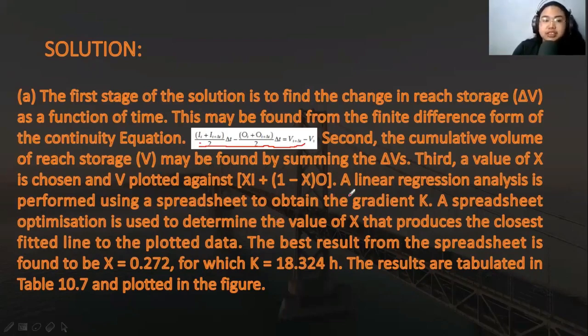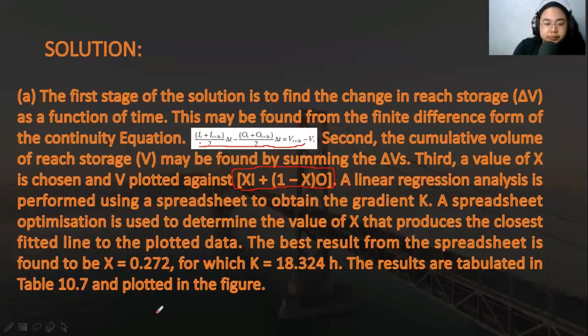Third, a value of X is chosen and V is plotted against this Muskingum equation. And then a linear regression analysis is performed using a spreadsheet to obtain the gradient K. A spreadsheet optimization is used to determine the value of X that produces the closest fitted line to the plotted data. The best result from the spreadsheet is found to be X equal to 0.272, for which K is equal to 18.324 hours. And then the results are tabulated in Table 10.7 and plotted in the figure.